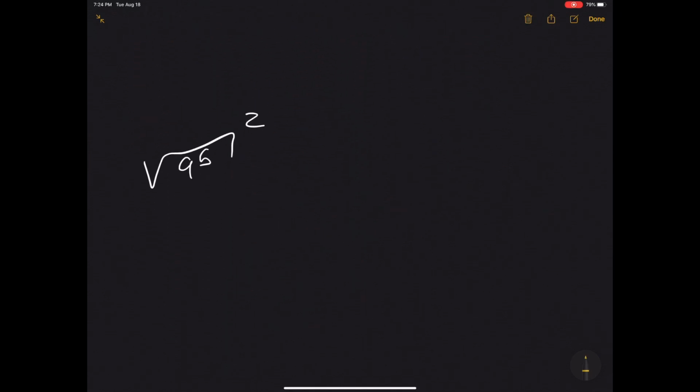This next one you might have overthought. The square root of a to the 5th squared. Well, the square root and the square just cancel with each other. So we're left with a to the 5th.